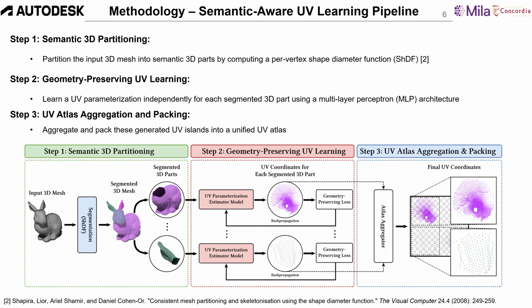But the question is, how does it automatically partition the mesh? This is where shape diameter function comes into play. Intuitively, shape diameter function maps each surface sample to a scalar that estimates the local object thickness. Areas with a similar thickness, like the handle of a mug, get grouped together.